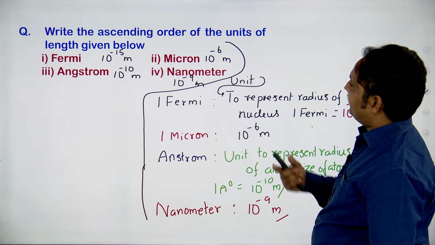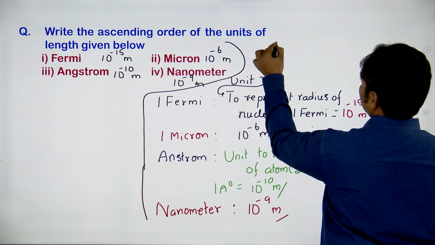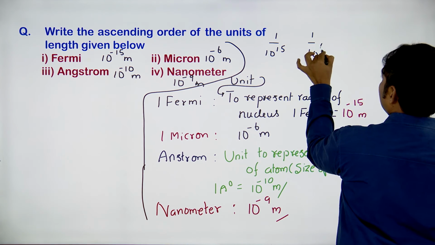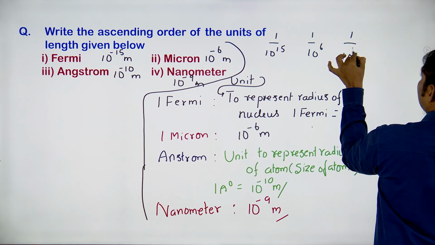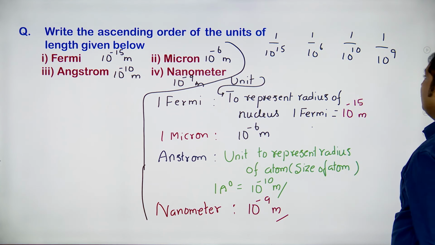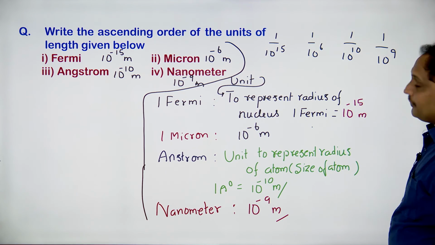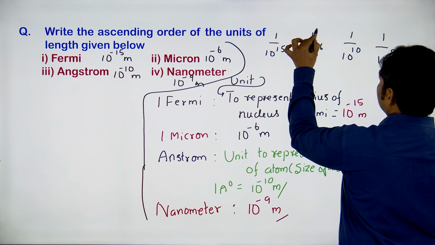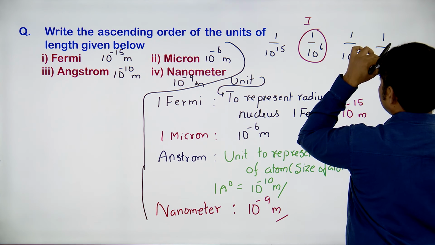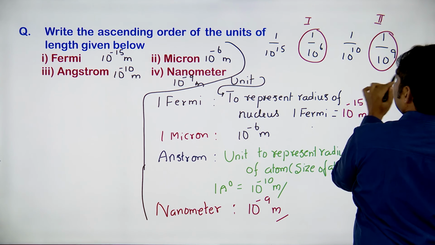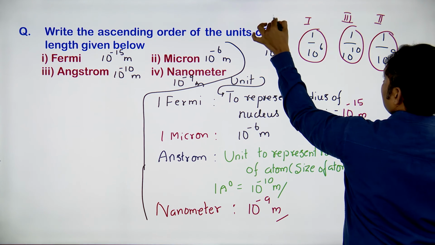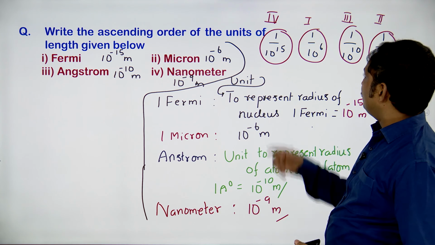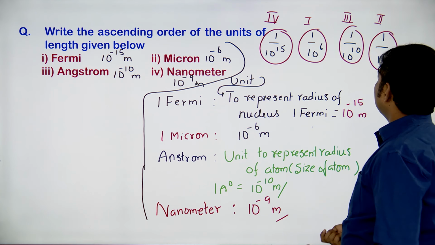Yeah, you have to start from that. Right, 1 by 10 to the power of 15, 1 by 10 to the power of 6, 1 by 10 to the power of 10, 1 by 10 to the power of 9. So you can give that number, that's better for you to give the answer. This is going to be the first, this is going to be the second, this is going to be the third one, this is going to be the fourth one, as compared to their magnitude. All right, this is going to be the least one.